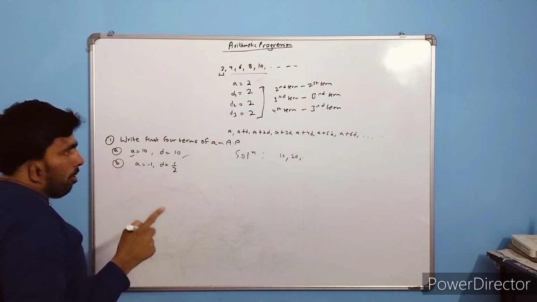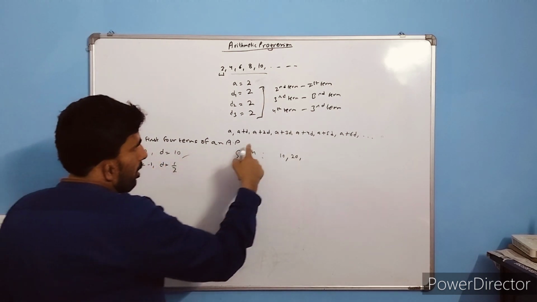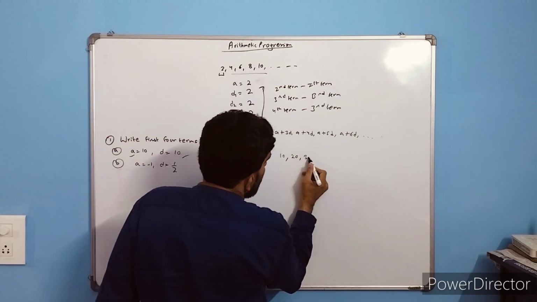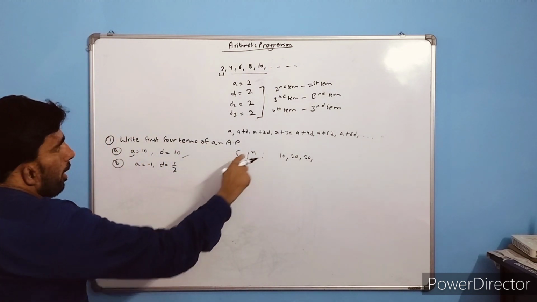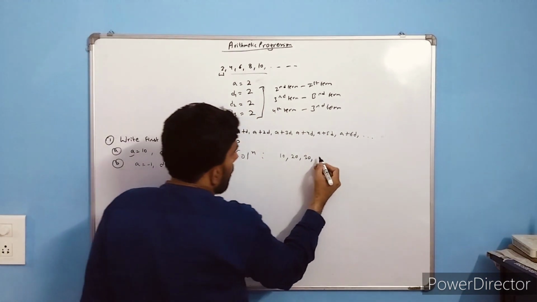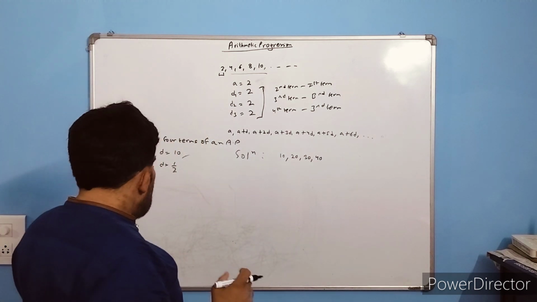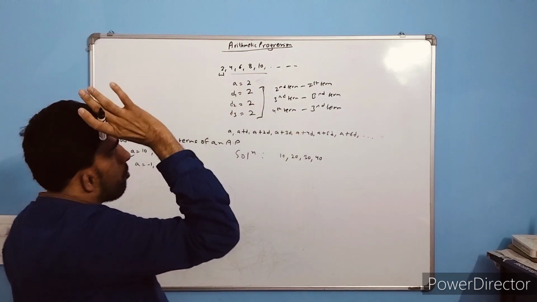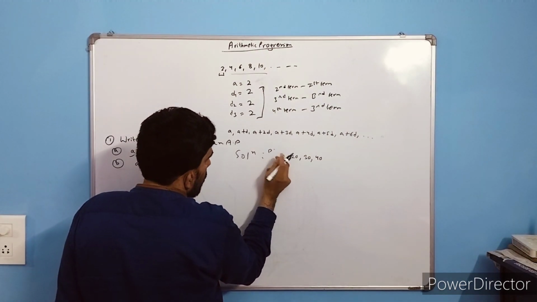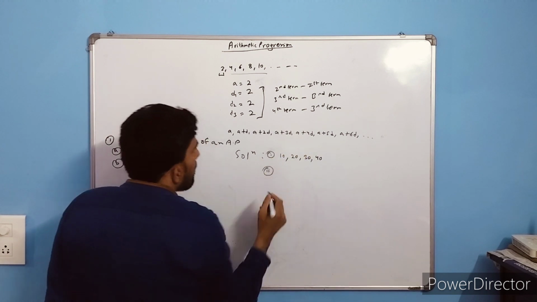Okay. If we need to write the third term, what will it be? The third term is A plus 2D. So 10 plus 2 into 10, that is 20 plus 10, 30. The next term will be A plus 3D. So A is 10, 10 plus 3 into 10, 30 plus 10, 40. So that is how we can write any number of terms using this formula. Now we have another example. This was the first one. Now let's move to the second one.